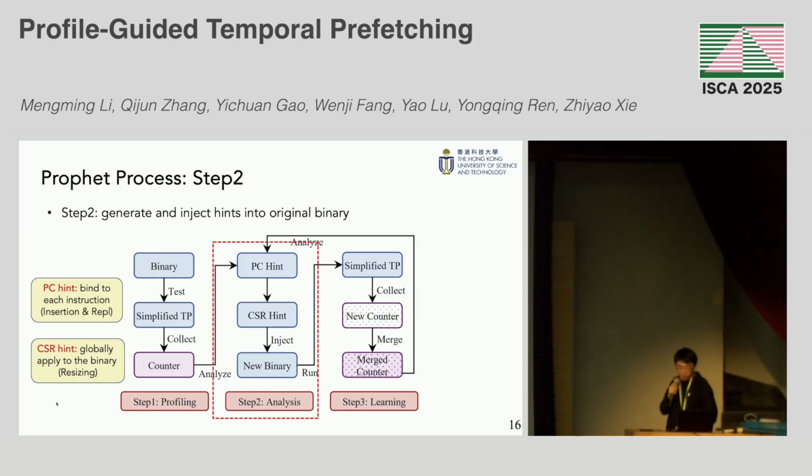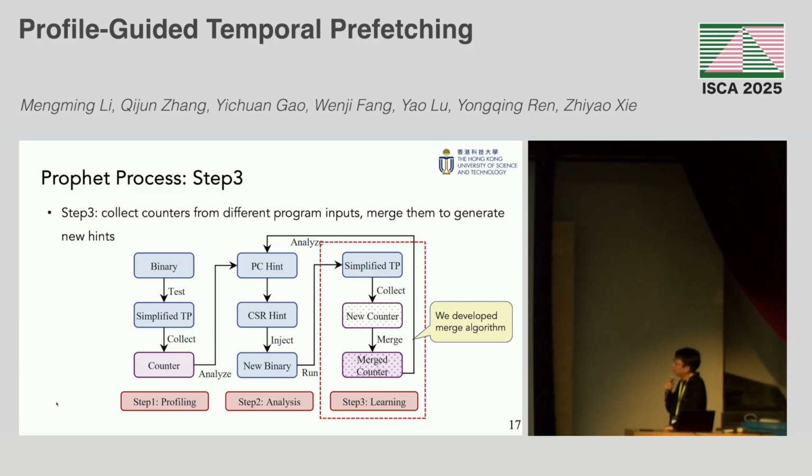At step 2, analysis, Prophet leverages the collected counters to generate hints. There are 2 types of hints, the PC hint and the CSR hint. The PC hint is used to guide the insertion policy and the replacement policy, and it is bound to each memory instruction. And the CSR hint can globally apply to the whole binary, and we only use 1 CSR hint for 1 binary.